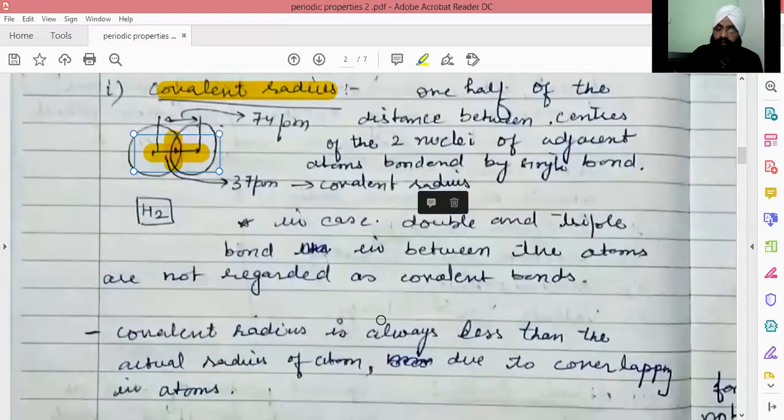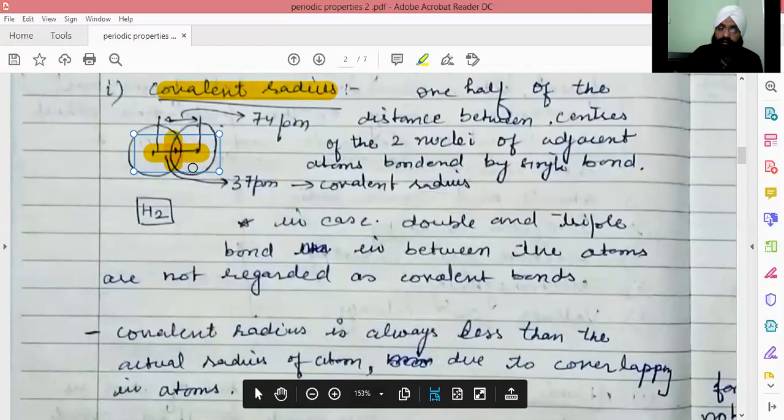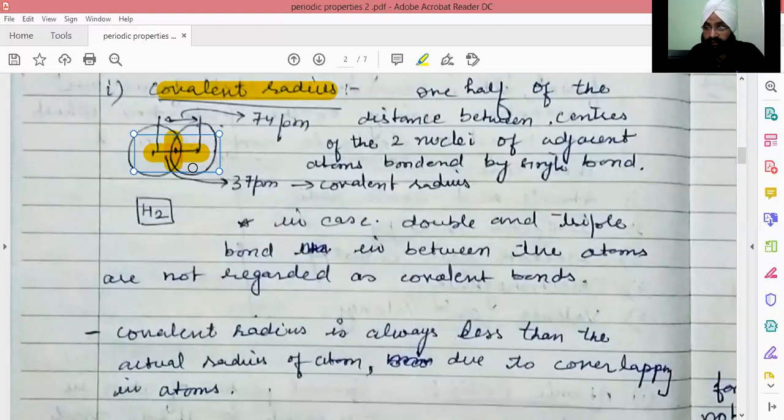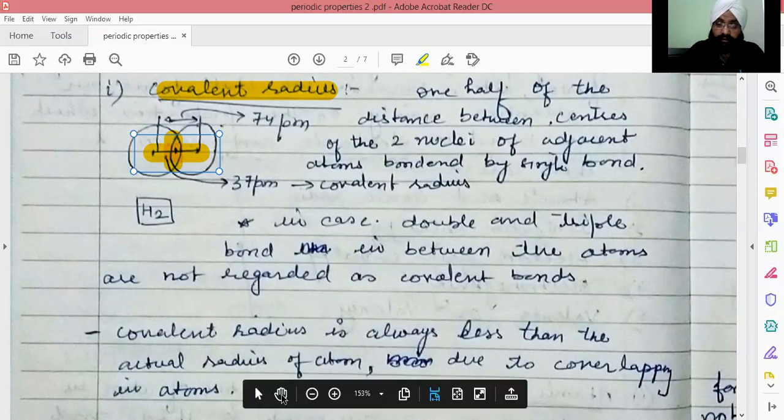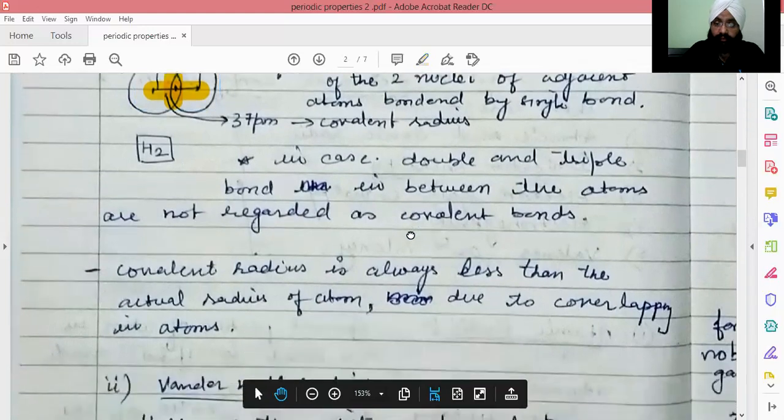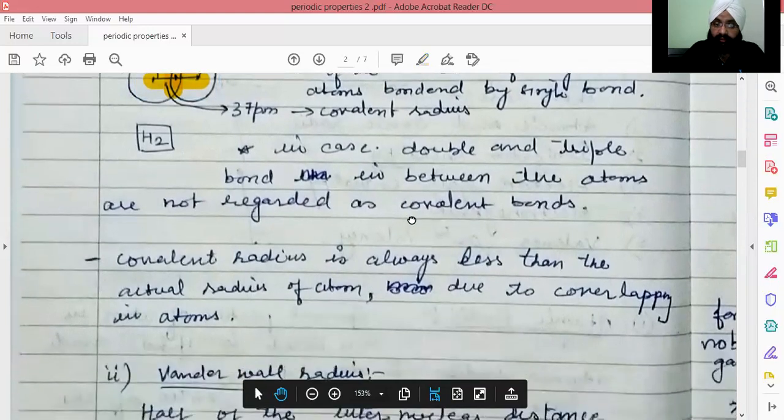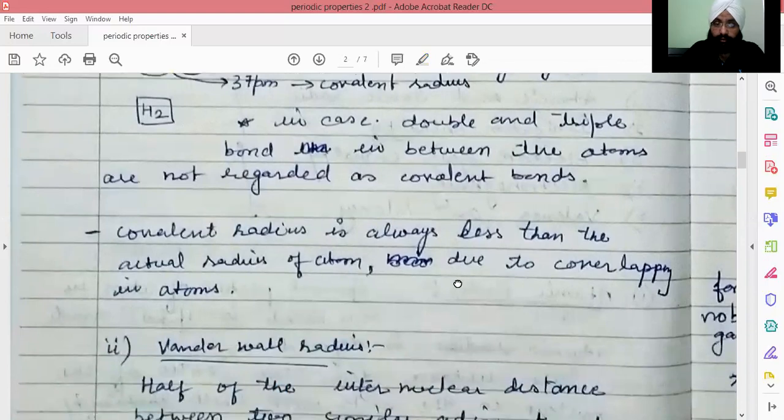Now, in the case of double and triple bonds, this is not so. In the case of double and triple bonds, half of the bond length is not considered as the covalent radius. Only for single covalent bonds is it considered as covalent radius. In double and triple bonds, the bonds between the atoms are not regarded as covalent radius. The covalent radius is always less than the actual radius of the atom. This is due to the overlapping of the atoms.